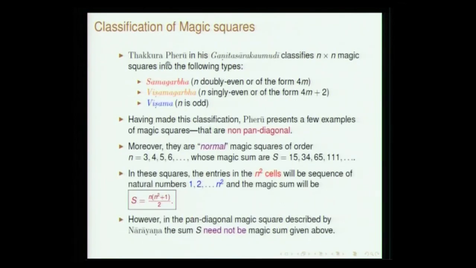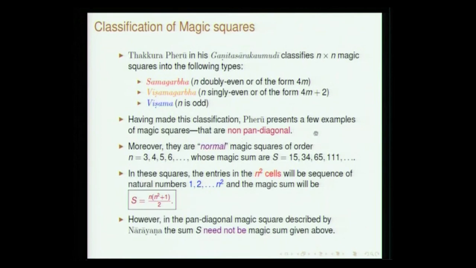In the text of Thakkura Pheru as well as of Narayana Pandita, what one finds is the same kind of classification: Samagarbha, Vishamagarbha and Vishama, these are the names which are given. Samagarbha refers to an n by n magic square of the type 4m, where m is an integer, so it can be 4, 8 and so on, divisible by 4 primarily. And this is Vishamagarbha, which is also even, but 4m plus 2, and n is Vishama, any odd, it could be 4n plus 1, 4n plus 3.